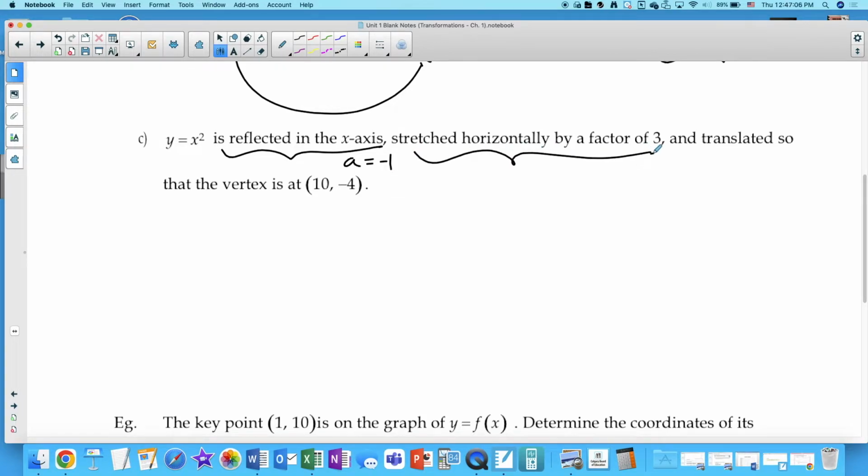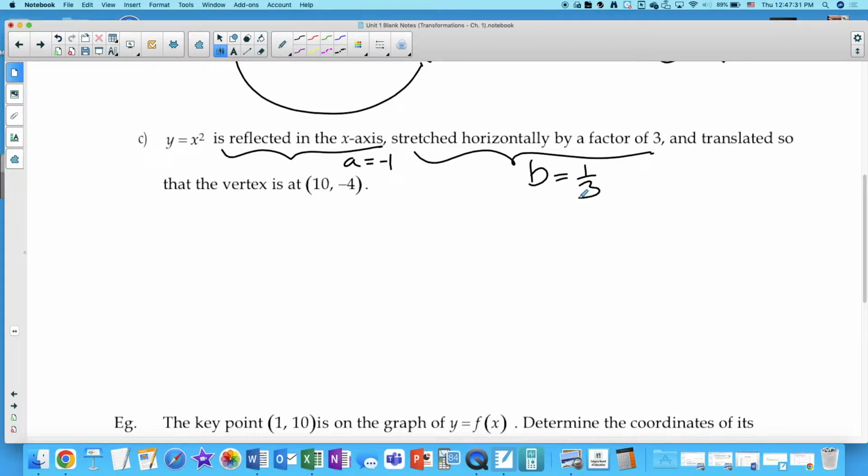So what does that tell me? Yep, it's 1 over 3. B is 1 over 3. Yeah. And translated so that the vertex is at (10, -4). So ordinarily, if you were looking at y equals x squared, where would the vertex be? (0, 0). So that vertex has moved to (10, -4).